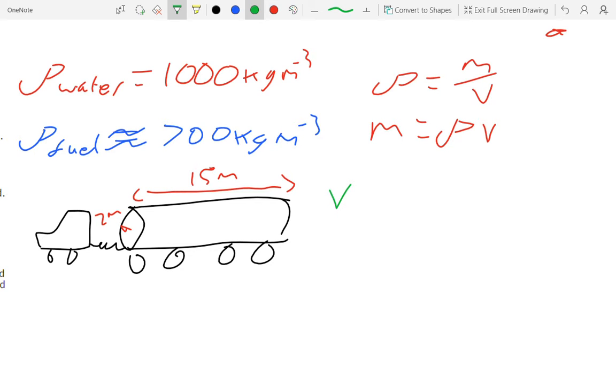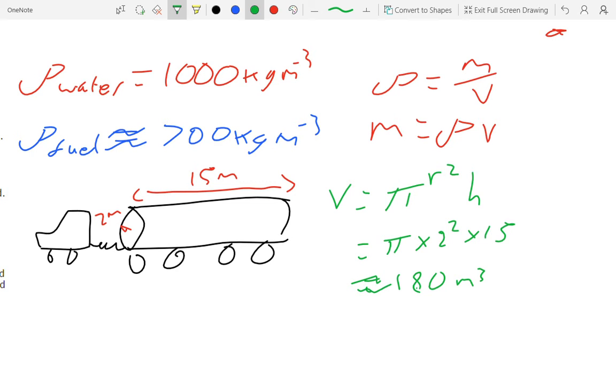So that's V, volume of the cylinder, equals pi r squared, so it's radius squared, times the height, which is pi times 2 squared times 15. And that gets us something about 180 meters cubed, roughly. Again, it's all approximations, so I'm not going to do it exactly, because if you choose a slightly different number, you'll get a slightly different answer, so you don't need to be exact. So now we've got the volume, 180 meters cubed.